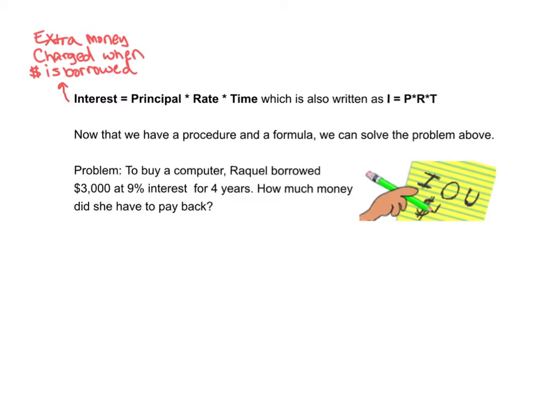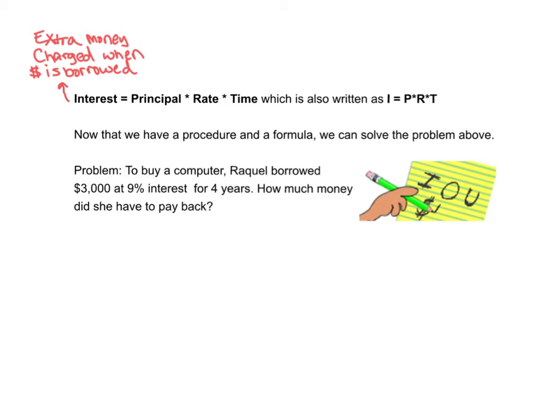Okay, the principal is the amount of money that you're starting with. And then the rate is going to be the percent, but remember we're always going to change that percent to a decimal. And then the time is just the number of years. All right, so let's look at a problem and practice solving one together.